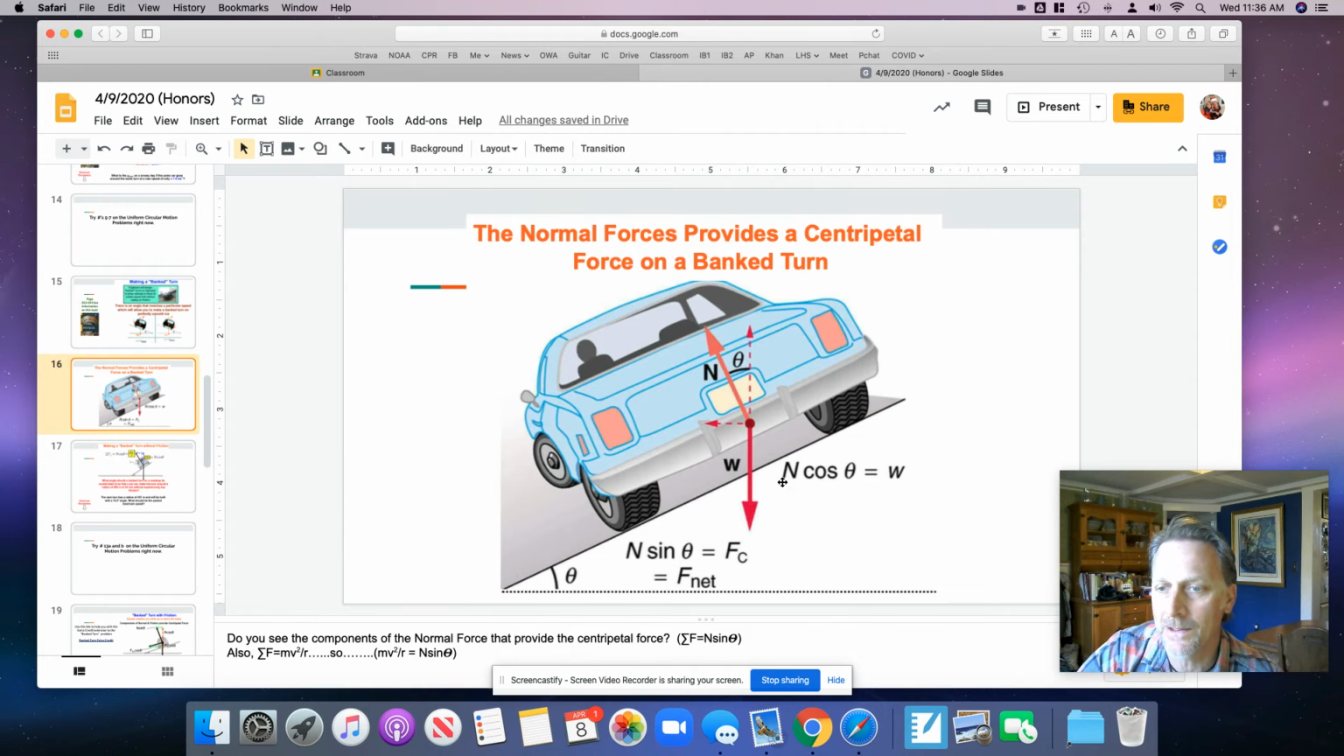And the normal force is coming up from the road perpendicular. If you take that normal force and break it into a vertical and a horizontal component, it's this horizontal component right here which supplies the net force, which we're going to define as N sine theta. We're also going to define it as mv squared over r, which is our centripetal force.